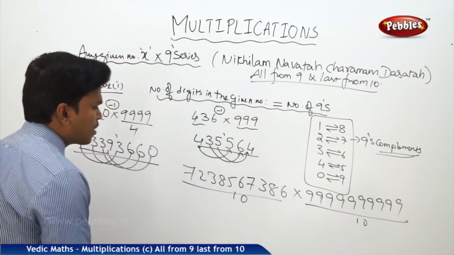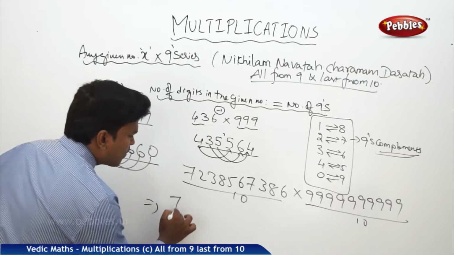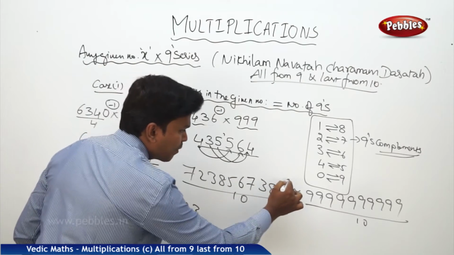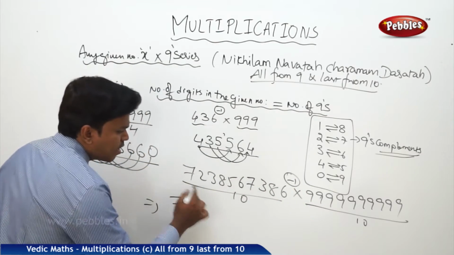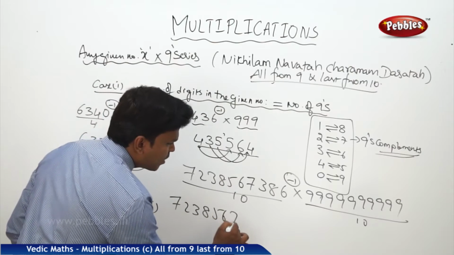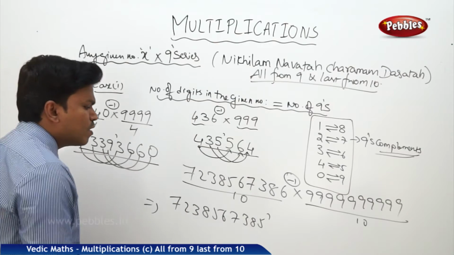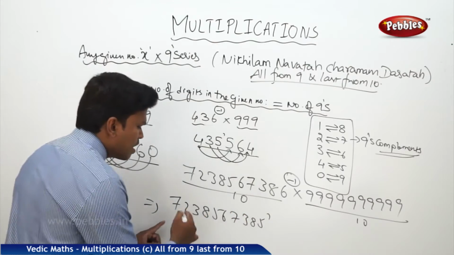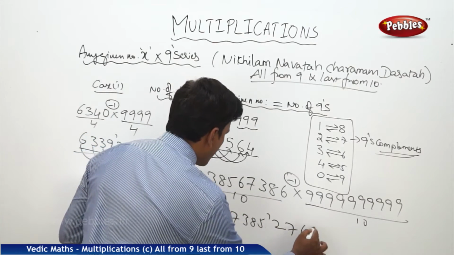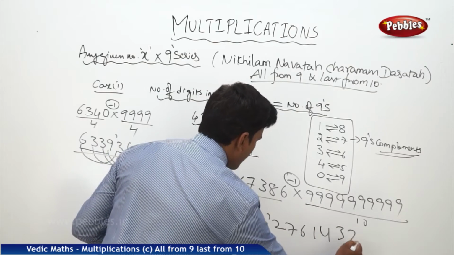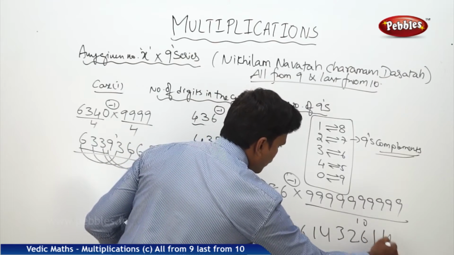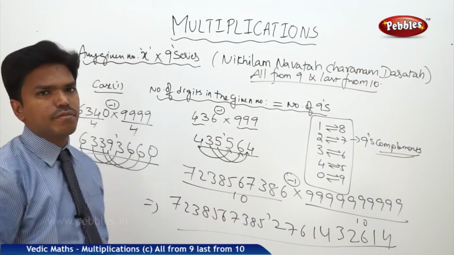So what is the answer? Now you tell me fast. So 7, 2, 3. First, what we need to do? Subtract 1 from the given number. 7, 2, 3, 8, 5, 6, 7, 3, 8, 5. This is the given number. Now sequentially write the 9's complements fast: 7, 2, 2, 7, 3, 6, 8, 1, 5, 4, 6, 3, 7, 2, 3, 6, 8, 1, 5, 4. Finally, this will be my answer.